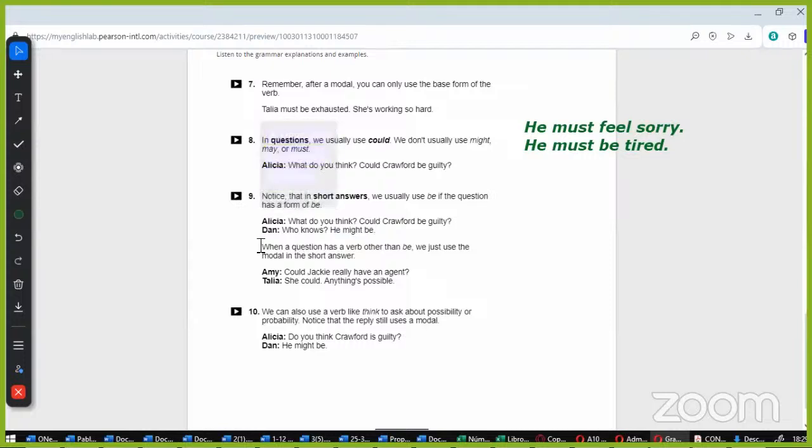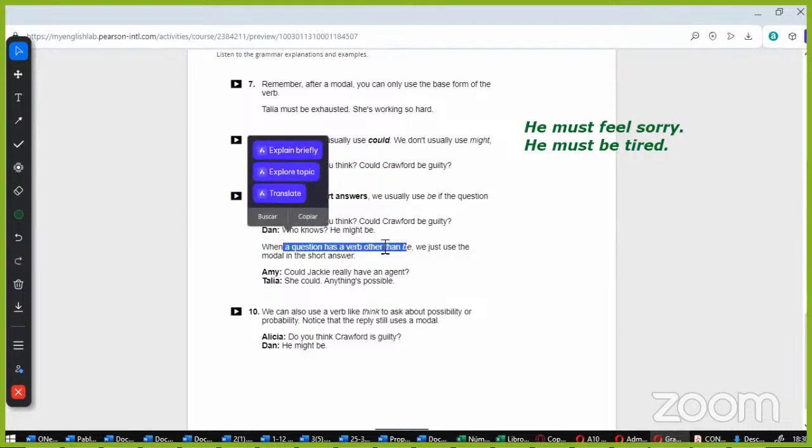And when a question has a verb other than be, we just use the modal in the short answer. Could Jackie really have an agent? She could. Anything is possible. So here, the verb is have, but the answer is she could. So here the verb is different than be. We just use the modal in the short answer here.